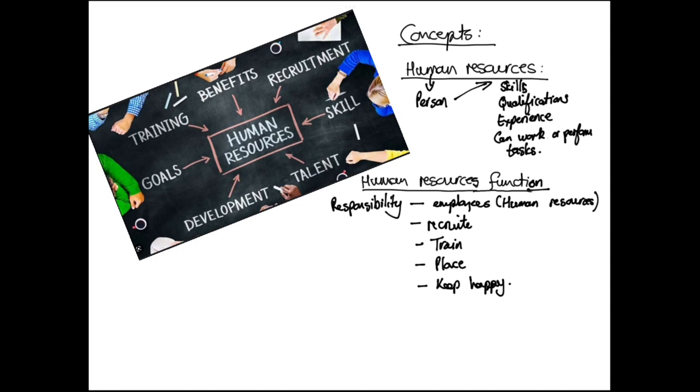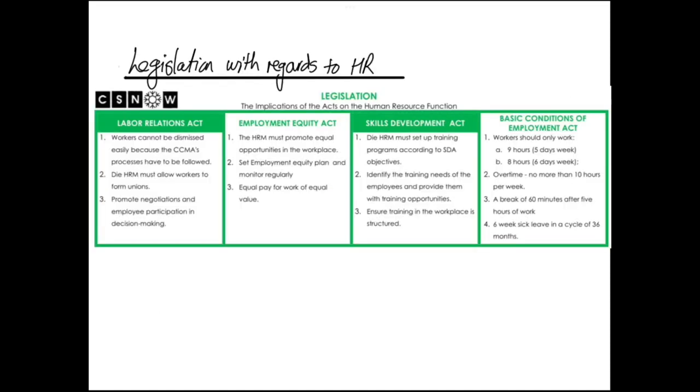So that means if they leave, you need to get a new one. If you appoint someone, you need to give them a certain amount of training. So that means you need to place them in a position where their skills equal the need of the business. And then you need to keep them happy. So that means look after them specifically with regards to extra things such as benefits, remuneration, all those type of things. So that's the basic concept.